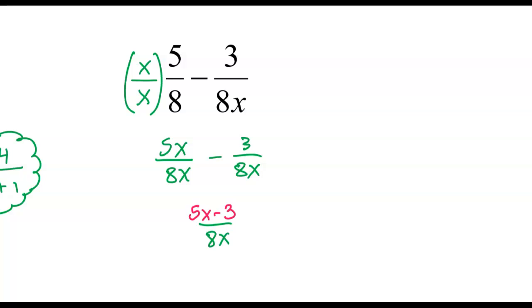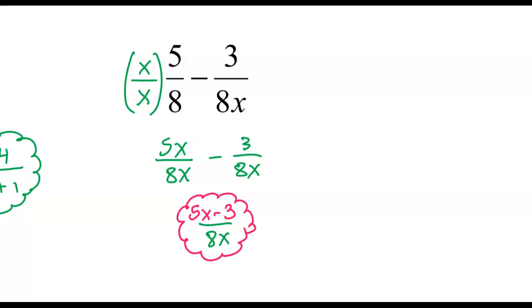Can this reduce? No. Nothing factors here. In 5x minus 3, you can't pull out a GCF. You also cannot cancel the x's because there's a subtraction between 5x and 3, so you can't cancel. This is our final answer: 5x minus 3 over 8x. So I guess in the end, it was an easier problem.